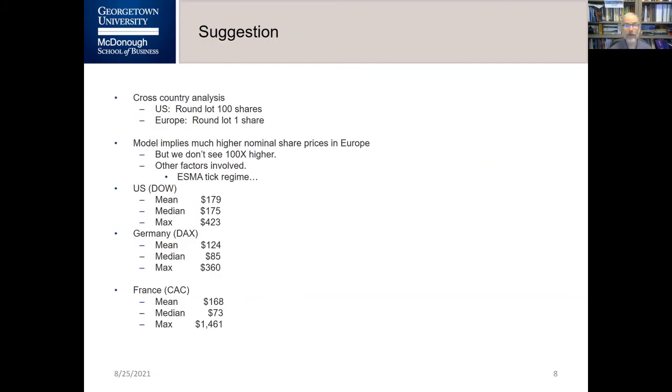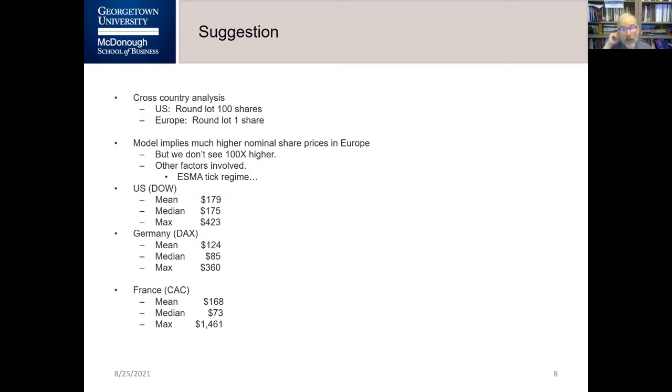But there are all kinds of cool things that you can add. One suggestion is to do a cross-country analysis. In the US, we have a round lot of 100 shares for most stocks, with few exceptions. And indeed, you could look at those exceptions as a way to further test the model. In Europe, most of the exchanges have a round lot of exactly 1 share.